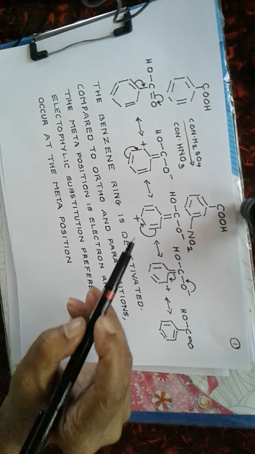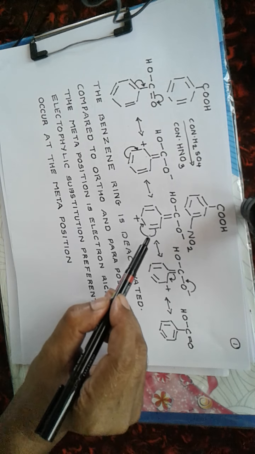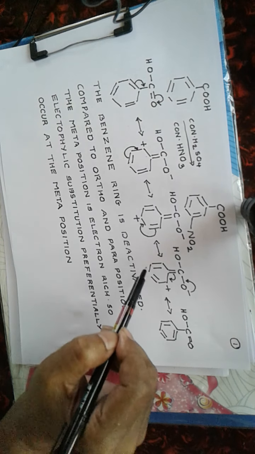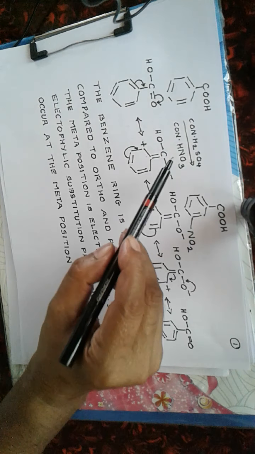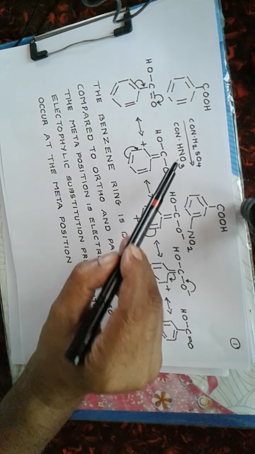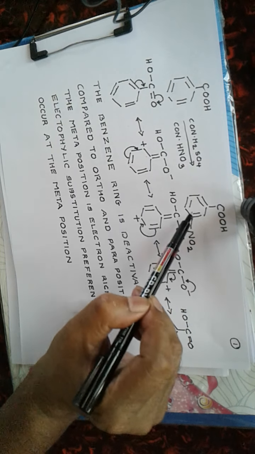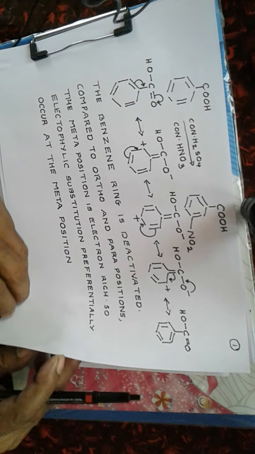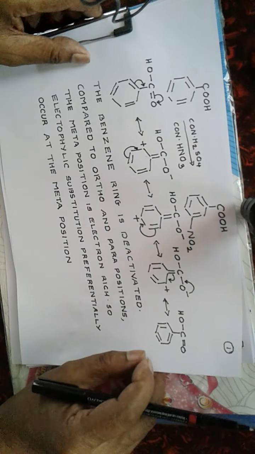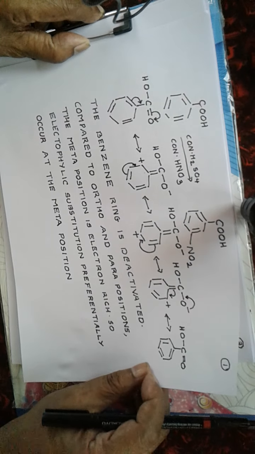So whenever an electrophile approaches the benzene ring, it approaches at the meta position where there is no positive charge. So nitration of benzoic acid gives meta-nitrobenzoic acid, and we say the COOH group is meta-directing. And again, since the ring is deactivated, nitration will be difficult. So extreme conditions are required for nitration of benzoic acid.